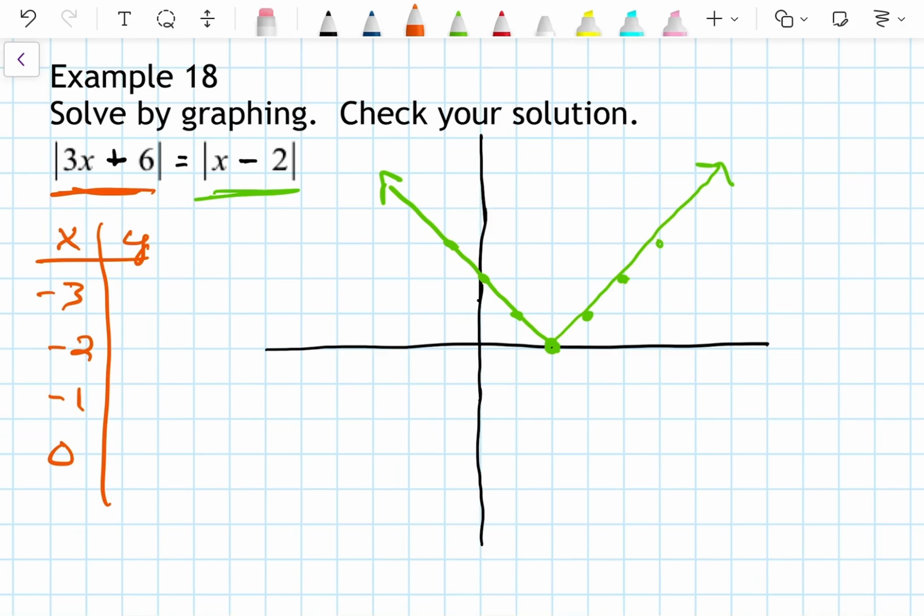If I plug in negative 3, I'd have 3 times negative 3, which is negative 9, plus 6, so that would make it negative 3, and then absolute value makes it positive. Negative 2 I plug in, 3 times negative 2 is negative 6, plus 6 is 0. Negative 1, 3 times negative 1 is negative 3, plus 6 would be positive 3, and then 0 would give me 6. So I have negative 3, 3, negative 2, 0, negative 1, 3, and 0, 6.